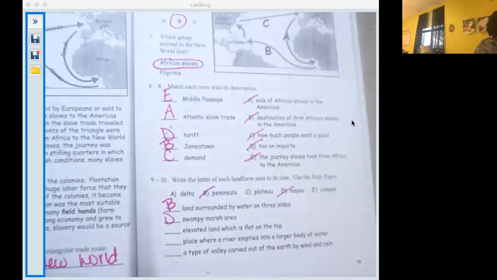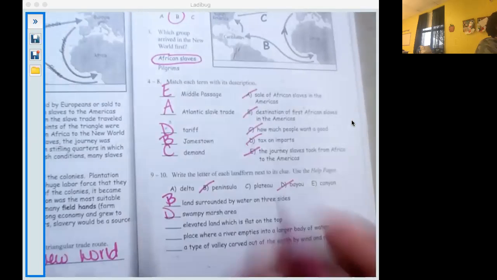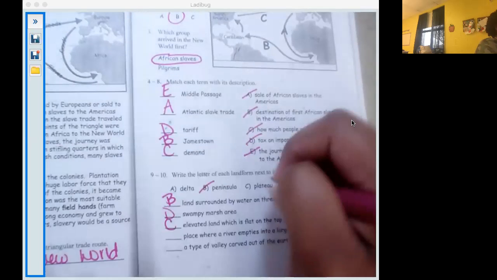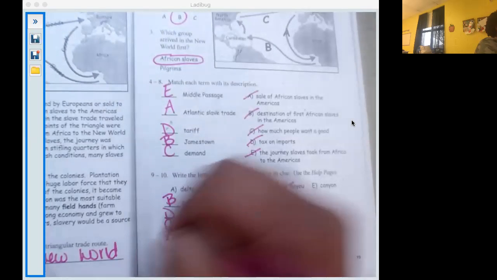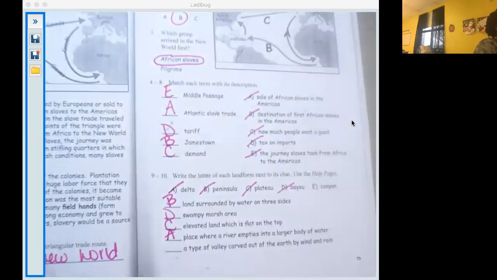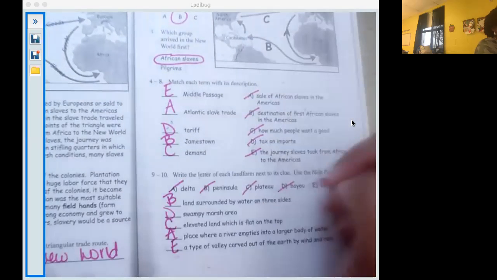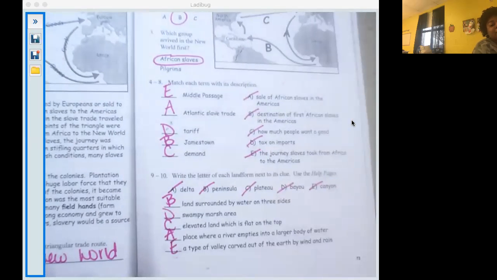Elevated land, which is flat on the top, is a plateau. A place where a river empties into a larger body of water is called a delta. And for the last one, a type of valley carved out of the earth by wind and rain, you should have put canyon. So for this one, guys, you should have had B, D, C, A, E.